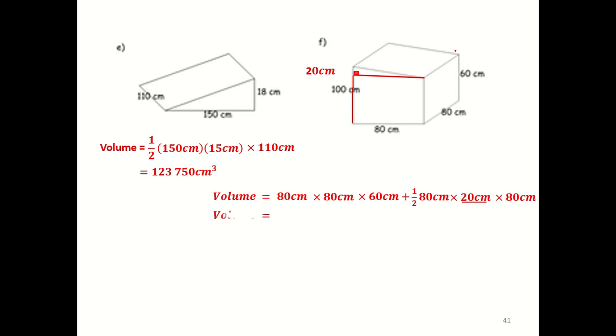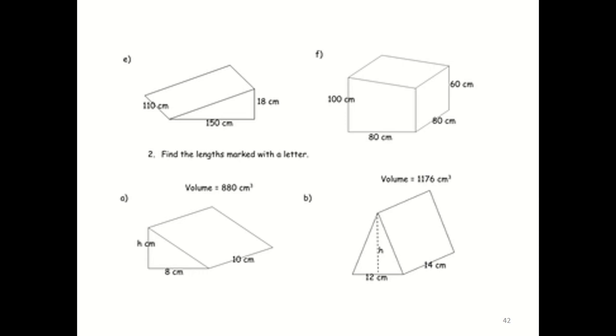You add the two volumes, and it'll give you the total volume of the prism. Actually, it is 384,000 cubic centimeters, which is the volume of the rectangular prism, plus the volume of the triangular prism. You add the two, and it will give you 448,000 cubic centimeters. We're going to be doing these shortly.